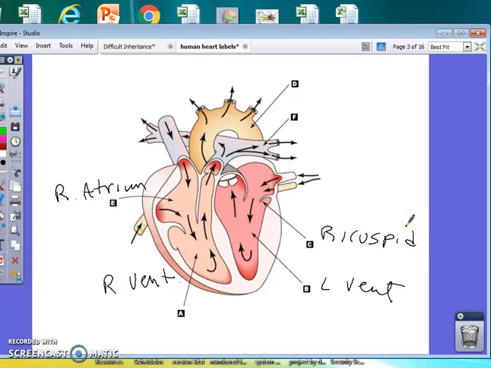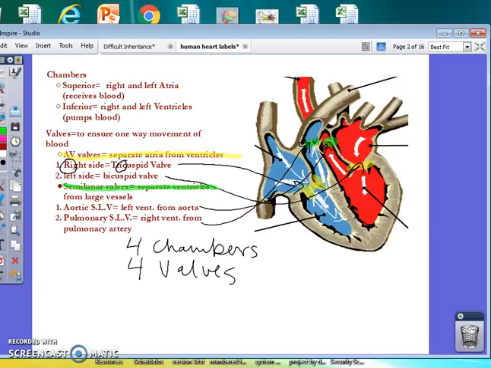Now we'll get into D and F in a little bit, because those are the main blood vessels that come in and out of the heart. And as you know, it's important for us to not only know four chambers, four valves, but you also need to know four main blood vessels. It might be easier to take a look at the blood vessels on the next page.